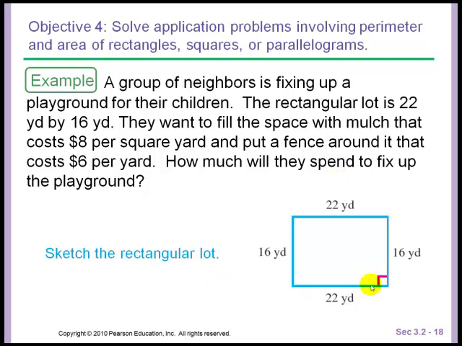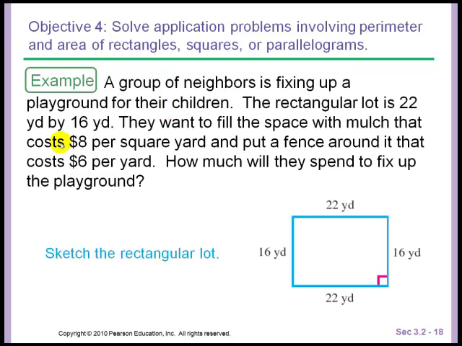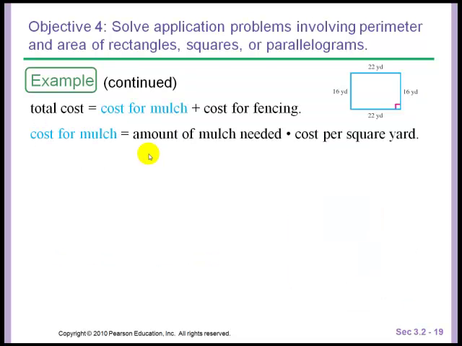First, sketch your rectangular lot. Then think about how to calculate your cost. Your total cost will be the cost for the mulch plus the cost for the fencing. The mulch, if you remember, was $8 per square yard. That's a huge hint that the mulch has to do with area, because area is square units.